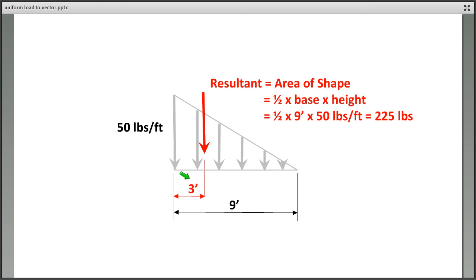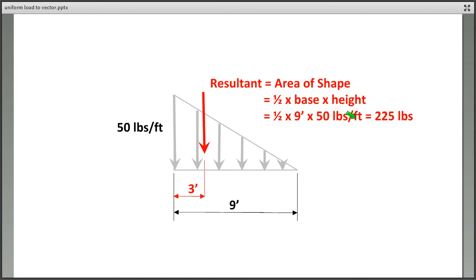What about the magnitude? Well, it's just like before. It's the area of the shape. In this case, the shape is a triangle. So the area of a triangle is 1/2 base times height. So here's 1/2. Our base is 9 feet, so we plug in 9 feet. Our height is 50 pounds per foot, so we plug in 50 pounds per foot. You do the math, and you'll see that the answer is 225 pounds.